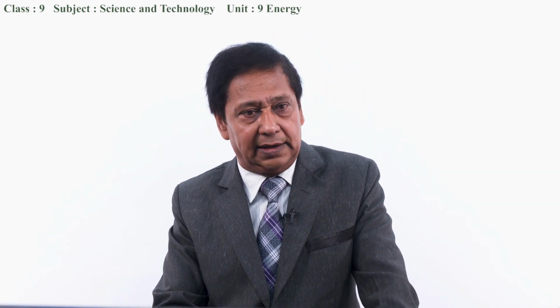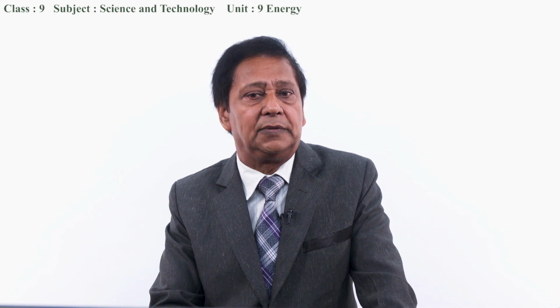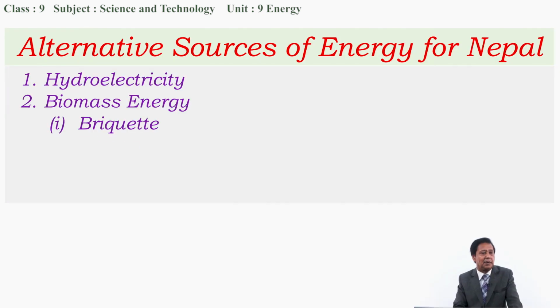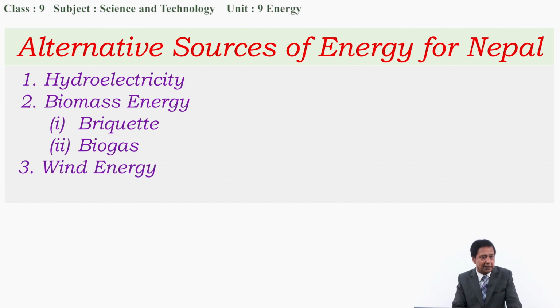Okay. Now I want to recall the names only. What I told you, alternative sources of energy for Nepal. The first one, hydroelectricity. Second, biomass energy, maybe briquette or biogas. Another alternative source of energy we can use in Nepal is wind energy. Another is solar energy. This may be the best alternative source of energy for Nepal. In place of fossil fuel, we can use all these. All these are renewable sources of energy.